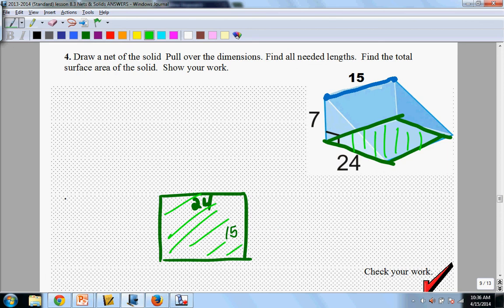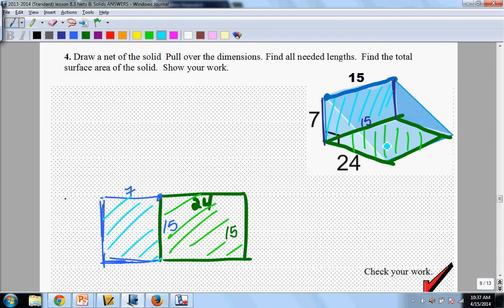Now we're going to go for the back. So this is still 15, right? And now what's our width? 7. So we keep the 15, and we're going to go this way, 7. I'm going to make it a little smaller so it's kind of to scale. So this is now 7. Did I lose you? This is 7. You still chill? Got it?